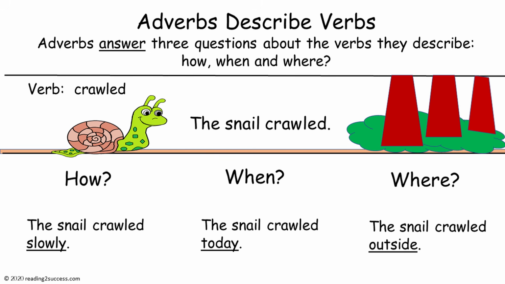Adverbs describe verbs. Explain to kids that adverbs answer 3 questions about the verbs they describe: how, when, and where. Review the 3 examples with kids. The snail crawled slowly. How? Slowly. The snail crawled today. When? Today. And the snail crawled outside. Where? Outside.